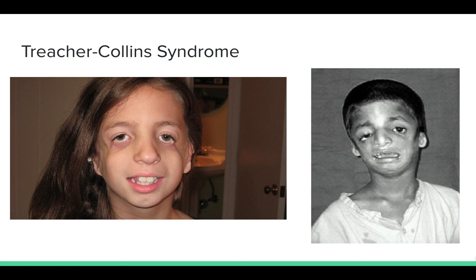Mutations of the TCOF1 gene cause about 80% of TCS cases. TCOF1 carries instructions that create a protein called treacle. Researchers have found that treacle plays a role in the creation of ribosomes.